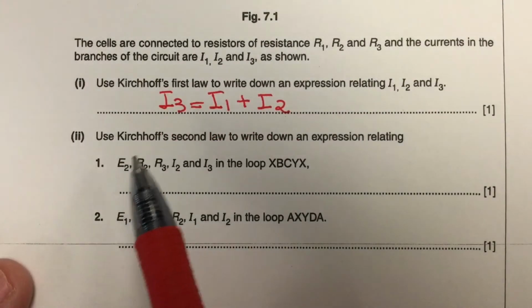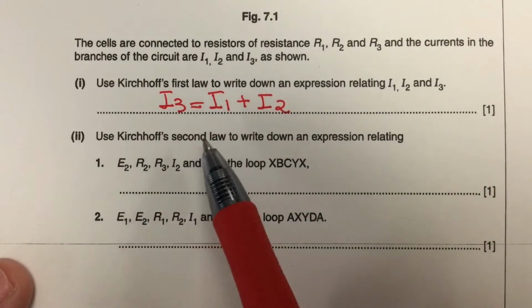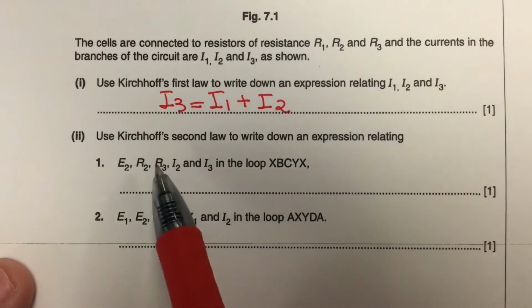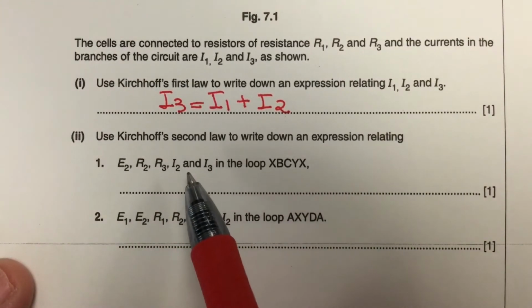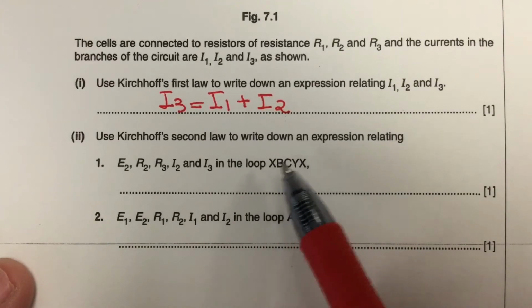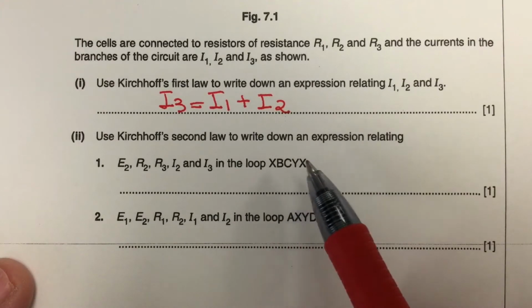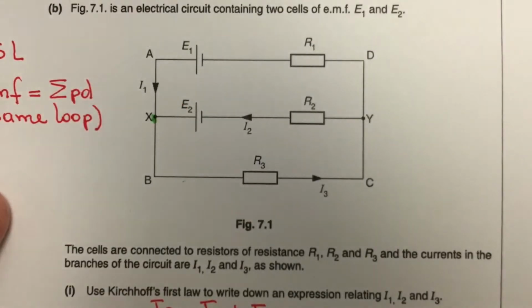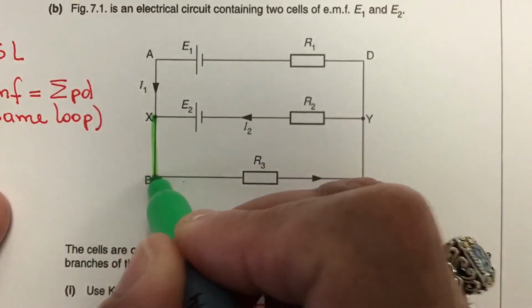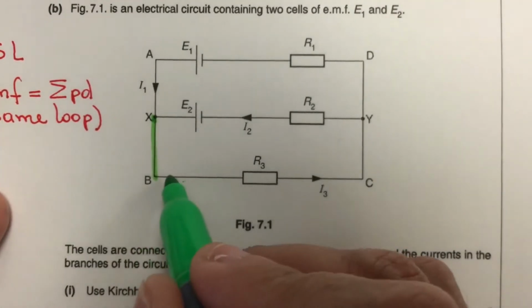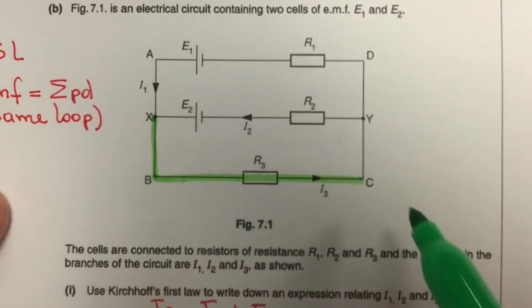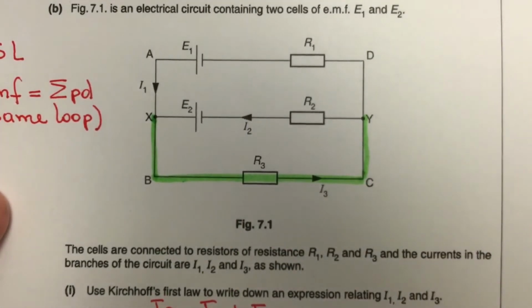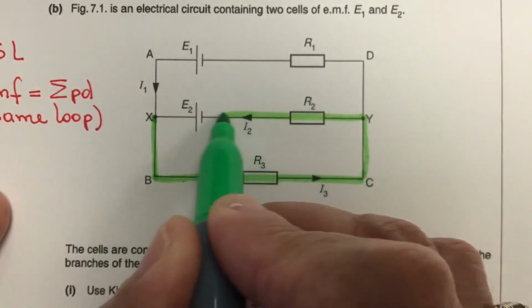The next question asks to use Kirchhoff's second law to write down an expression related to all the components of the circuit in the loop X, B, C, Y, and X. So the loop goes X, B, C, Y, and back to X.